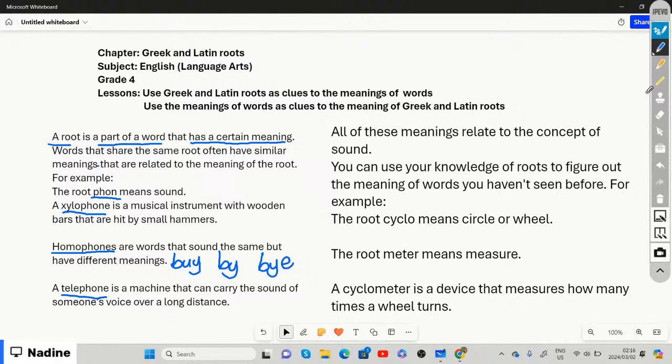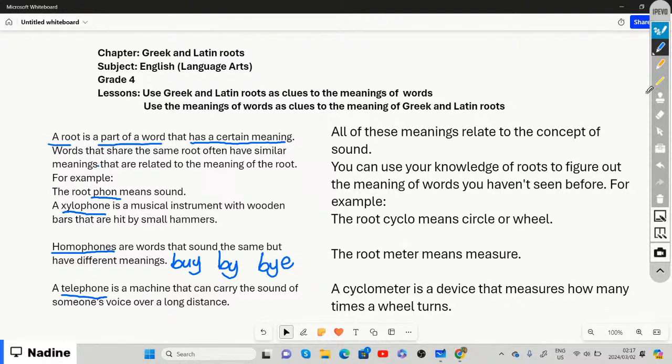So once again, you can use your knowledge of roots to figure out the meaning of words that you haven't seen, right? Like the root cyclo, once again. Cyclo means circle or wheel. If we look at the word cycle, like a bicycle, it has basically two wheels, that is circular, right? So the root cyclo means circle or wheel.